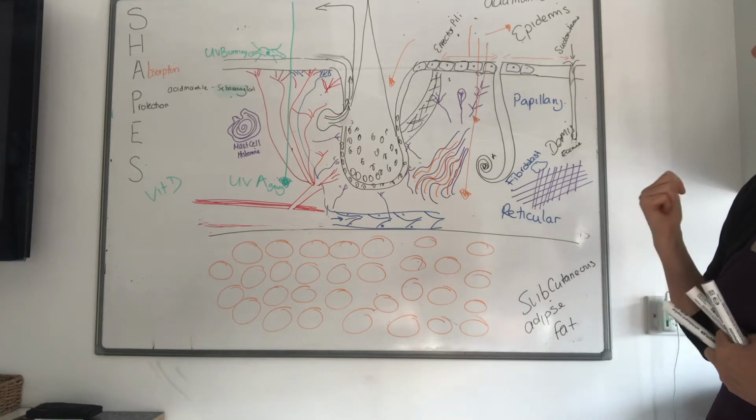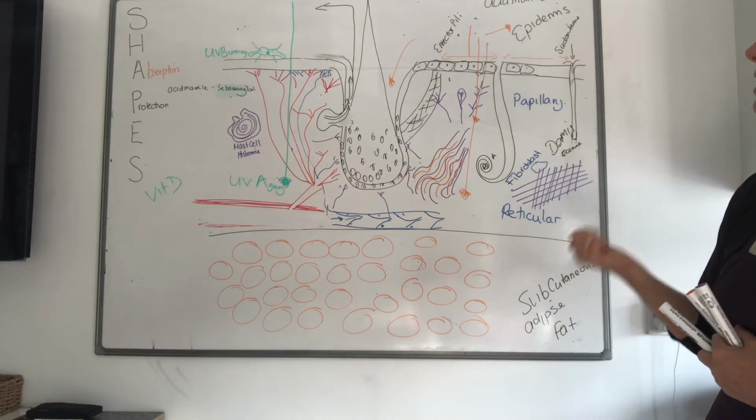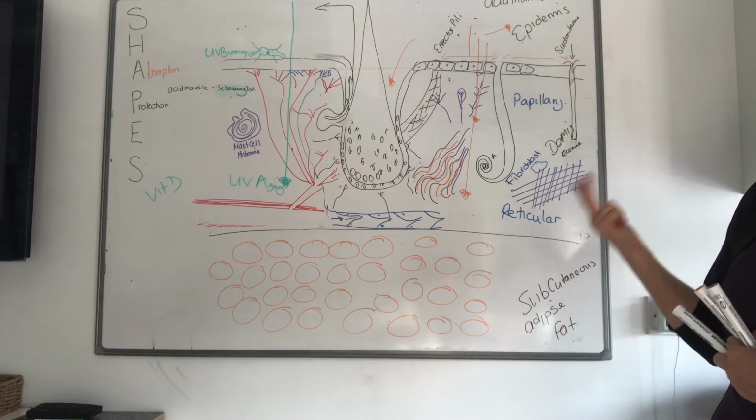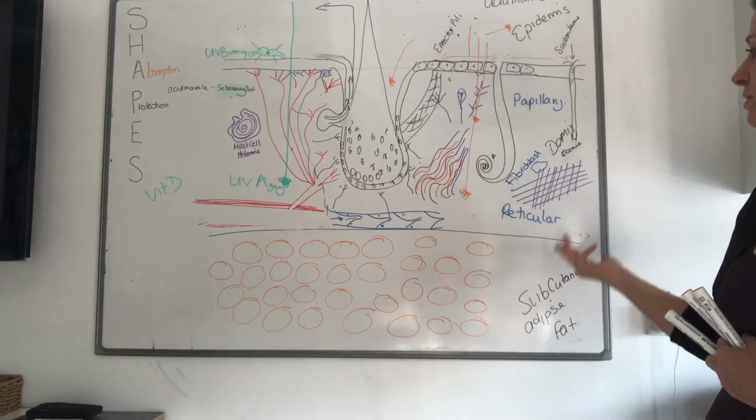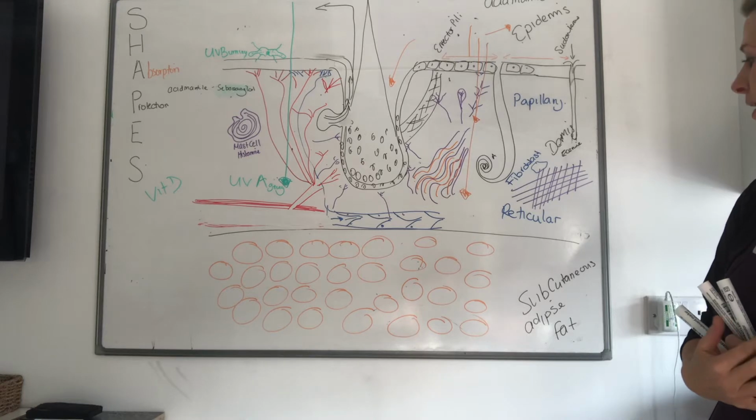So we've got protection, we've got our melanocytes, we've got our acid mantle, we've got our mast cells, we've got our fibroblasts that produce the collagen and elastin.